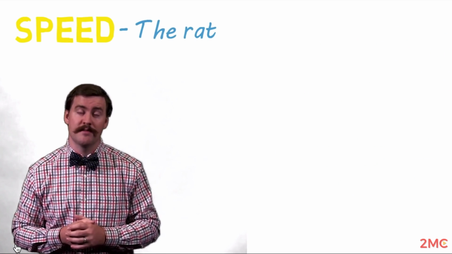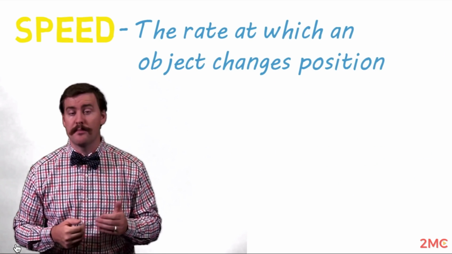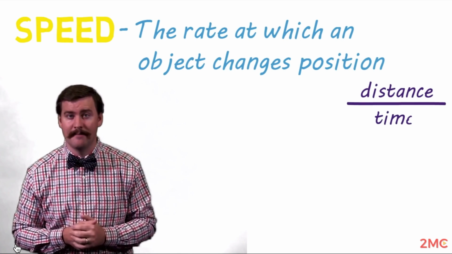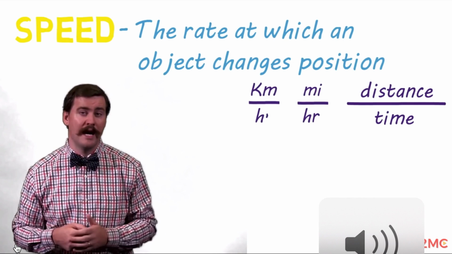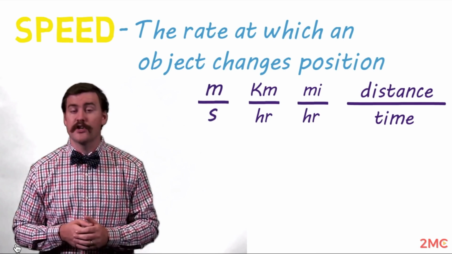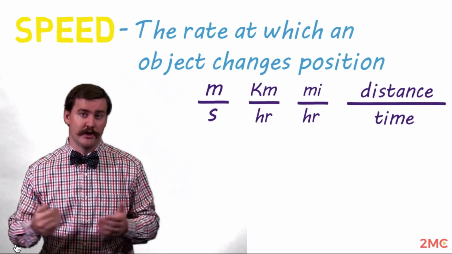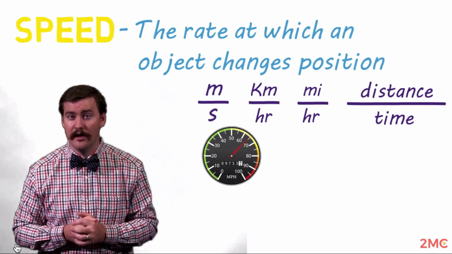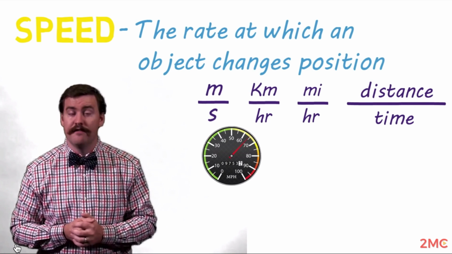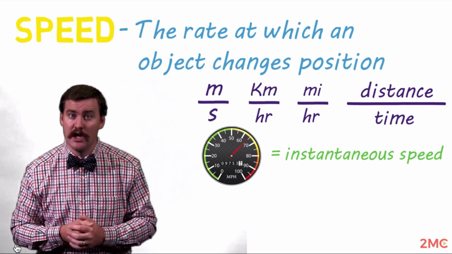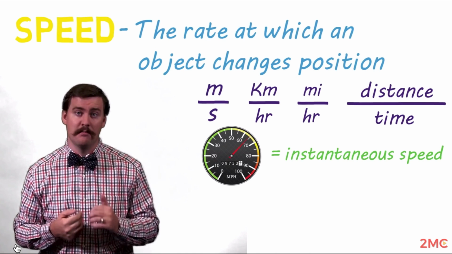Speed is the rate at which something changes its position. It's represented as distance over time. Miles per hour, kilometers per hour, meters per second, these are all examples of the units for speed. So if you're driving in your car at 72 miles per hour, then that's your speed. In fact, it's your instantaneous speed, or your speed in that exact moment.